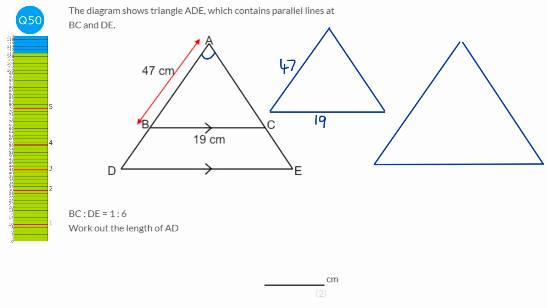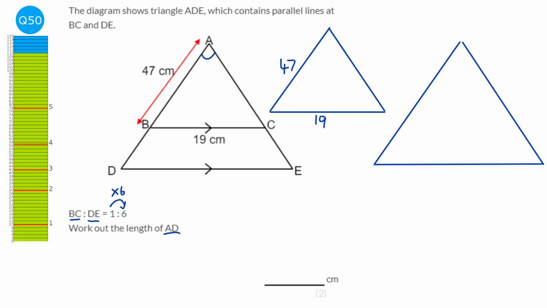And we are given some information in the question that the ratio of BC to DE is 1 to 6. So BC is this length here, and DE is this length here. So we're actually given the scale factor because we know that 1 times 6 is 6. So we know the scale factor is 6, and it's asking us to find length AD.